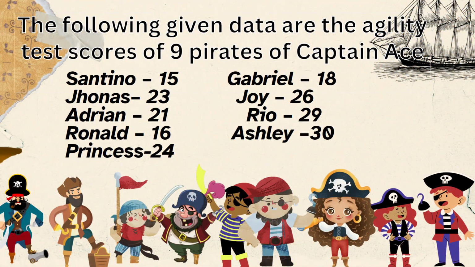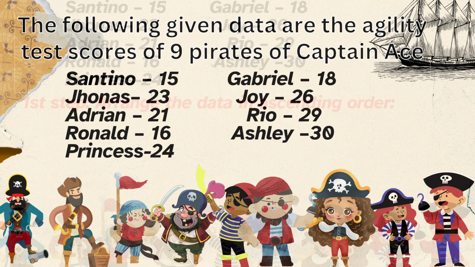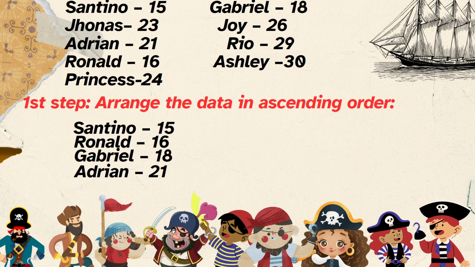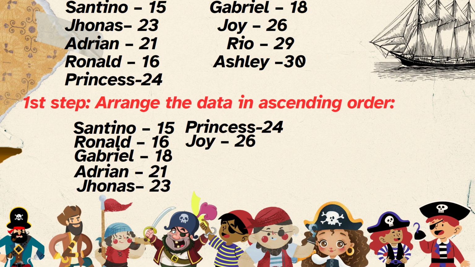So for example, the following given data are the agility test scores of 9 pairs of Captain Ace. We have Santino 15, Jonas 23, Adrian 21, Ronald 16, Princess 24, Gabriel 18, Joy 26, Rio 29, and Ashley 30. So what is our first step? Our first step is to arrange the data in ascending order. So first, yung pinakamababa, Santino 15, then Ronald 16, Gabriel 18, Adrian 21, Jonas 23, Princess 24, Joy 26, Rio 29, and last Ashley 30.